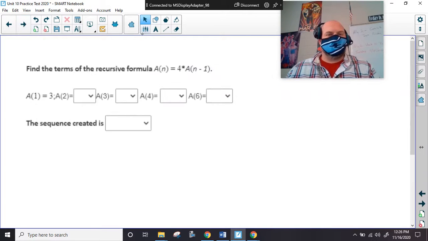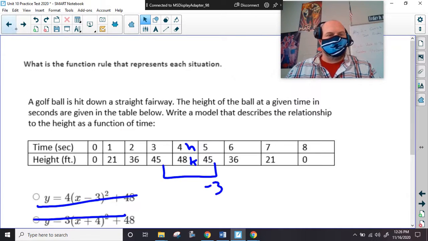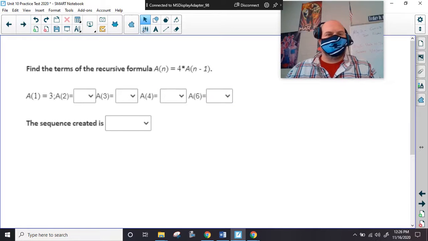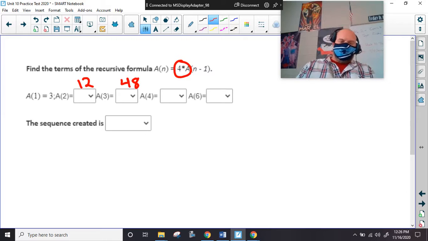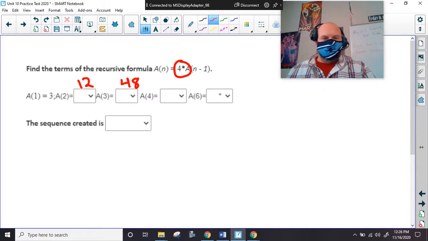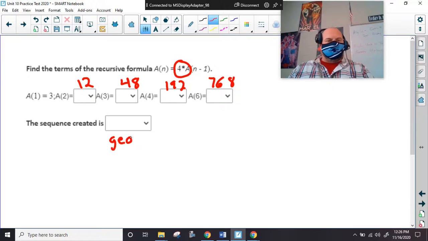All right. Did I not have another one? Nope. Okay. All right, recursive. Basically, you take this and you do this to it. So 3 times 4 is 12, 48. I hate that I don't have them things on here. So 48 times 4, 192. This one's probably 700 and something. Yep, 768. And this is going to be a geometric.